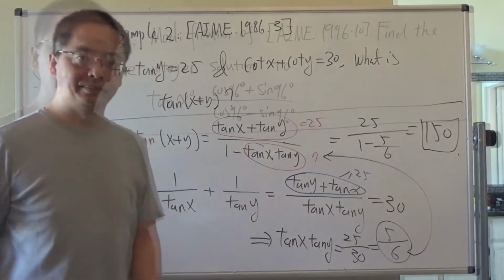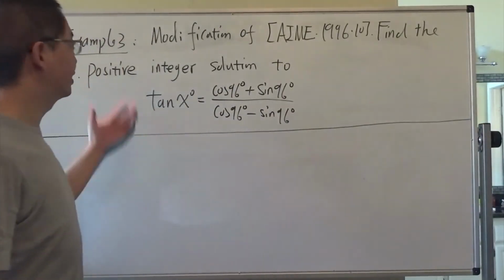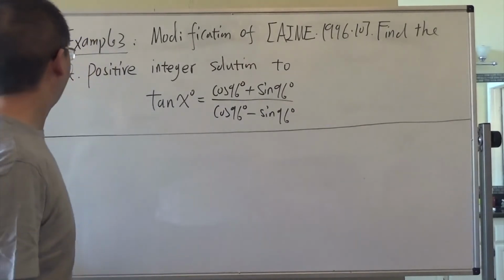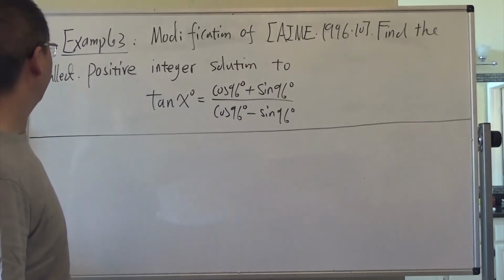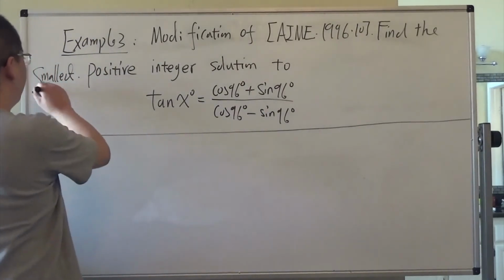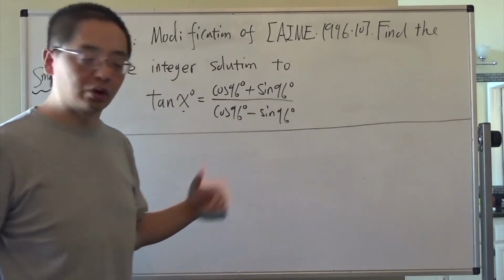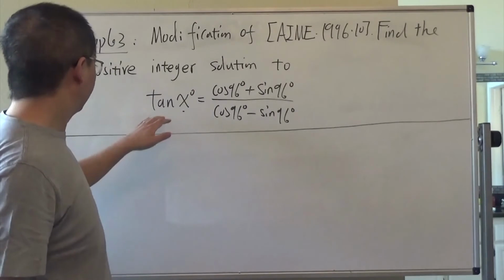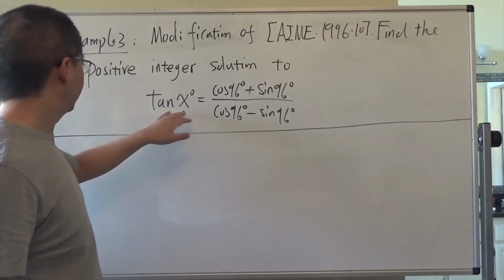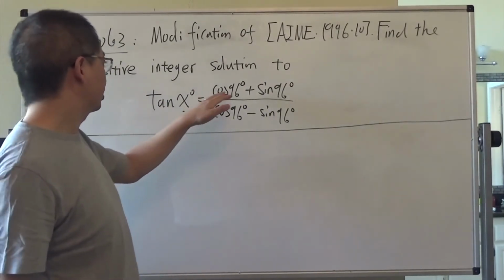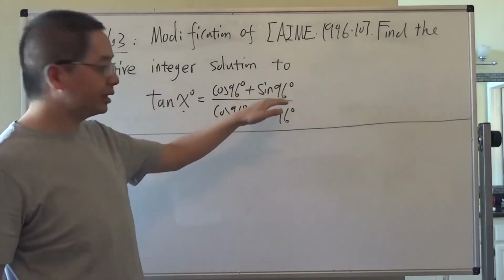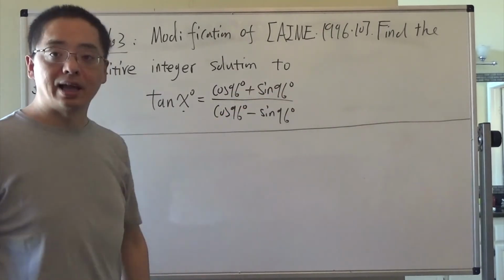Example 3. This is a past AMC problem. What we need to do is to find the smallest positive integer solution x to this trigonometric equation. Now, the left-hand side is tangent x, the right-hand side is cosine 96 plus sine 96 over cosine 96 minus sine 96.